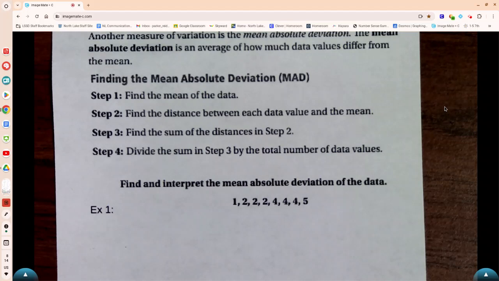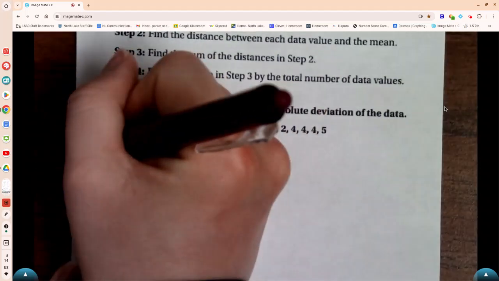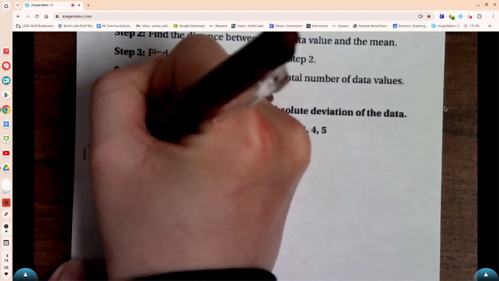So really what you're doing is finding the mean, finding how far away every number is from the mean, and then finding the mean of those numbers. So you're finding the mean twice here. So let's walk through it. Here's our data set. Step 1, find the mean.